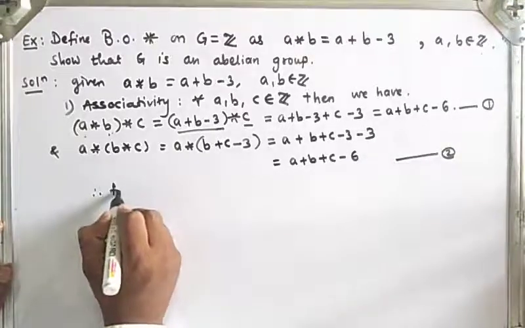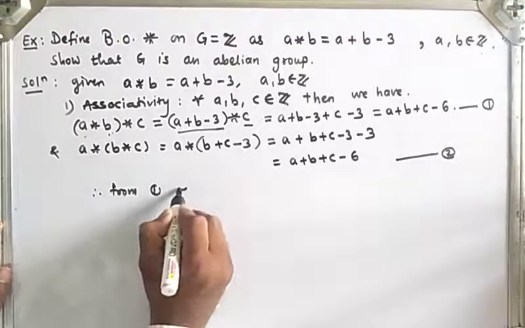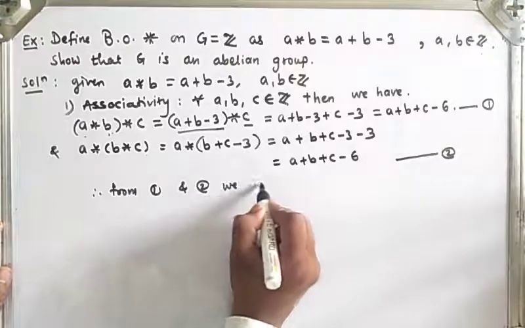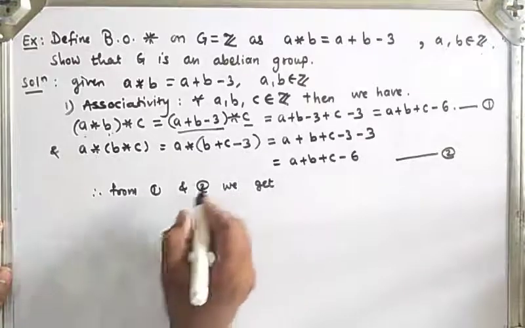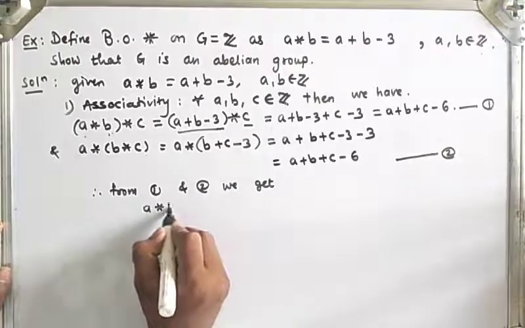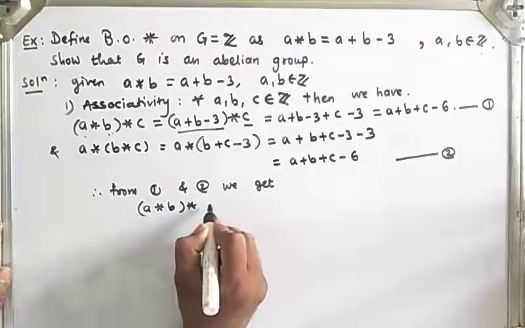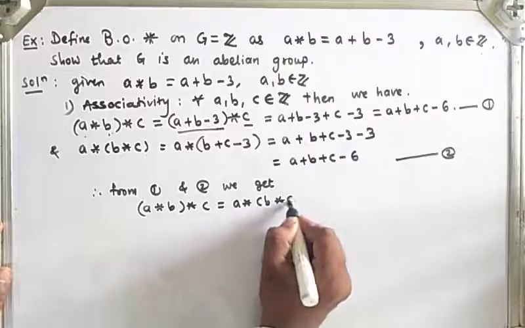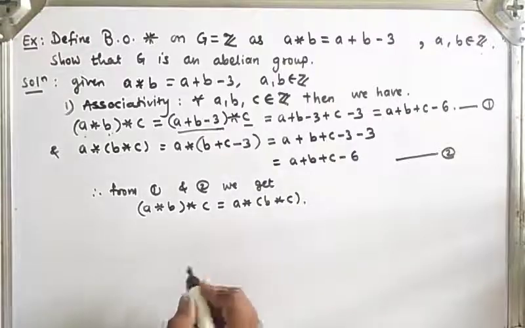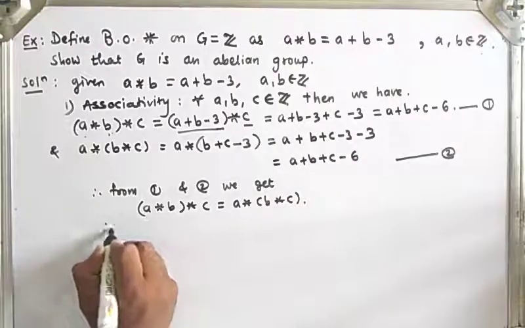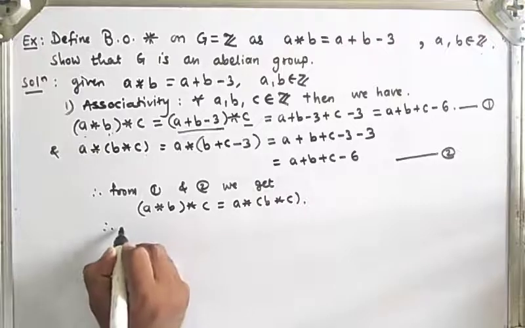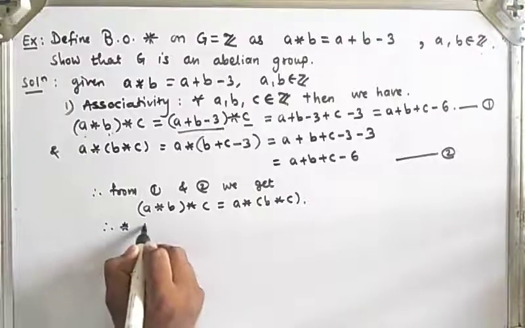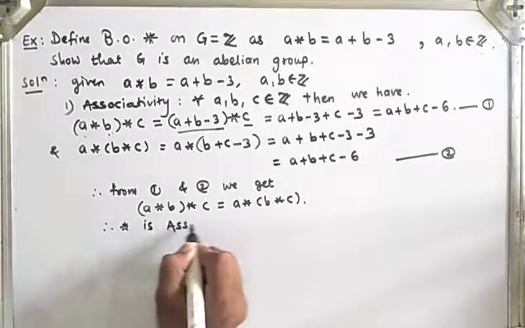Therefore, from 1 and 2 we get (a star b) star c is the same as a star (b star c), right? Which means star is associative.